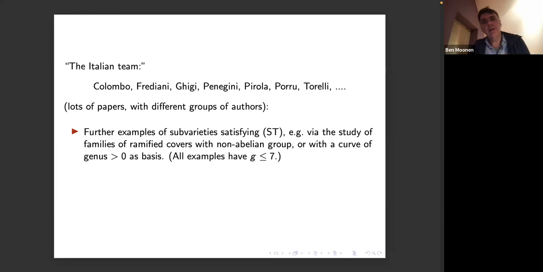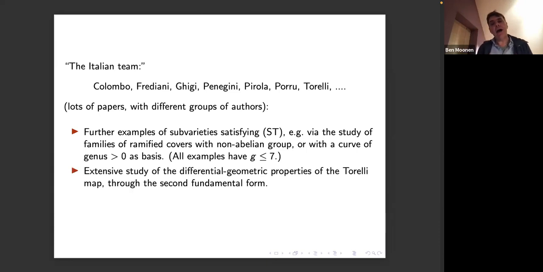Okay, well, then there is a whole, I call it the Italian team. Hope they won't mind. It's a whole group of people that in various groups have been producing lots of nice papers. They have been finding more examples by varying on this game that I showed you. You know, the game was about families of cyclic covers of P1. Maybe you can do other abelian covers or even non-abelian covers of P1 where you vary branch points. Maybe it even works with a curve of higher genus as a base curve. And indeed, they found a bunch of interesting new examples, but all of them in genus at most 7.